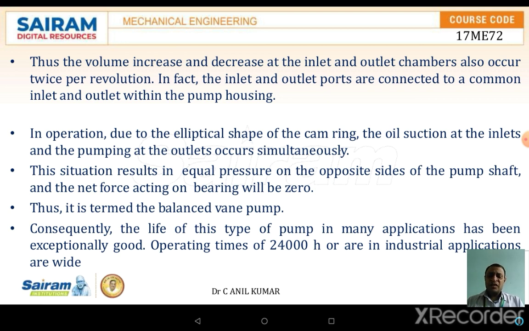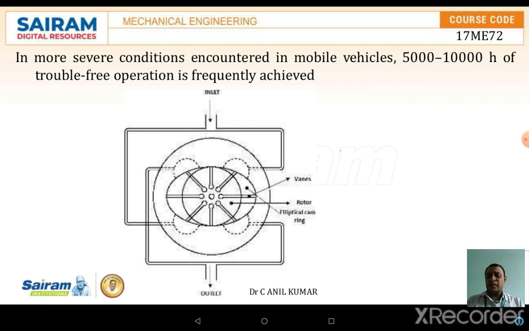The operating time is somewhere around 24,000 hours in the case of industrial applications. The schematic diagram shows the balanced vane pump. The balanced vane pump consists of the inlet as well as the outlet. The top portion is the inlet and the bottom portion is the outlet. The inlet port consists of two chambers which are diagonally connected, in an opposite direction. The outlet port is also diagonally connected by a line.